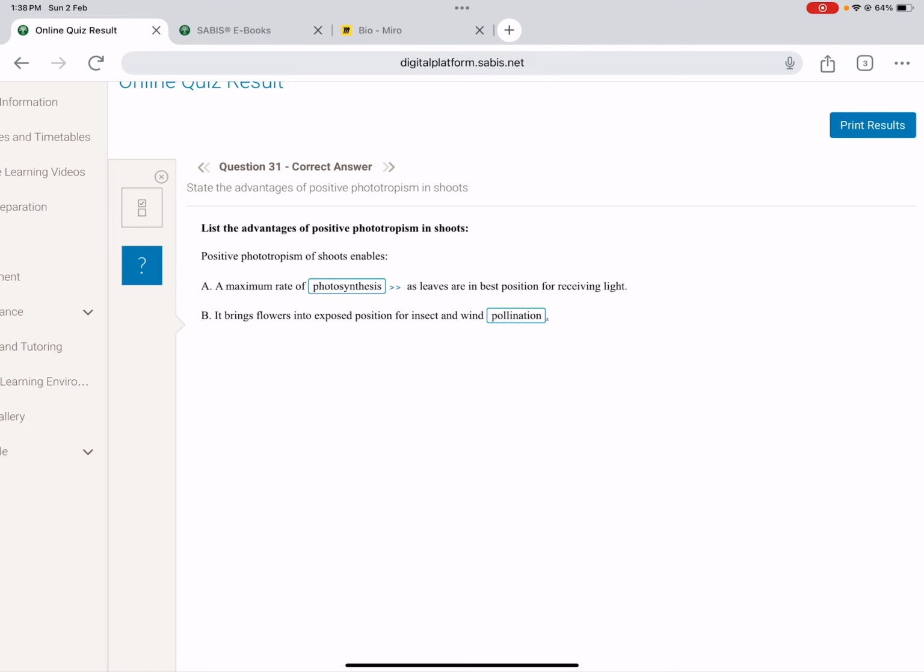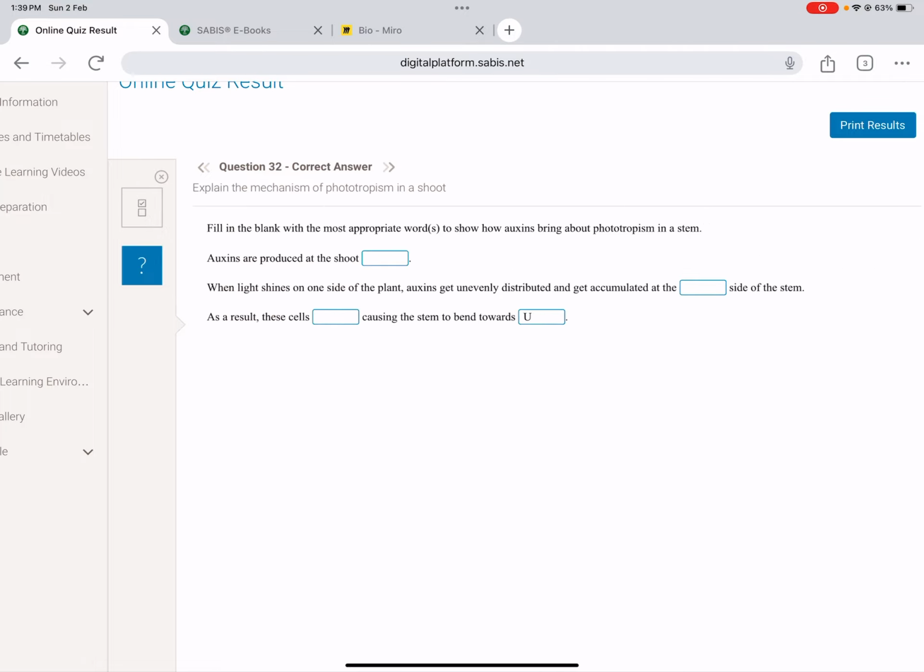Okay, so why did we say positive phototropism is important for photosynthesis? Because in photosynthesis we need sunlight, and also it brings flowers into an exposed position for insect and wind pollination. Because if the stems are going to grow away from sunlight, they're going to grow towards gravity, for example, it will be hard for insects and for wind to pick their pollen up. So that's why positive phototropism is important in shoots.